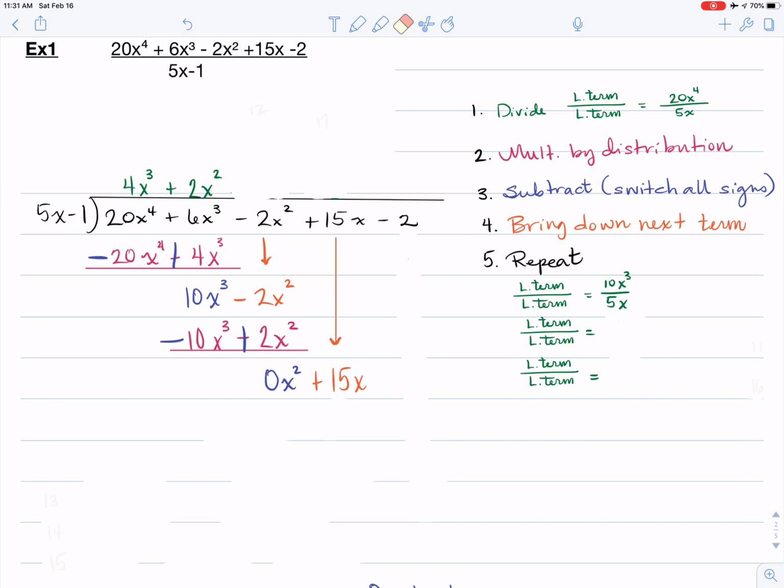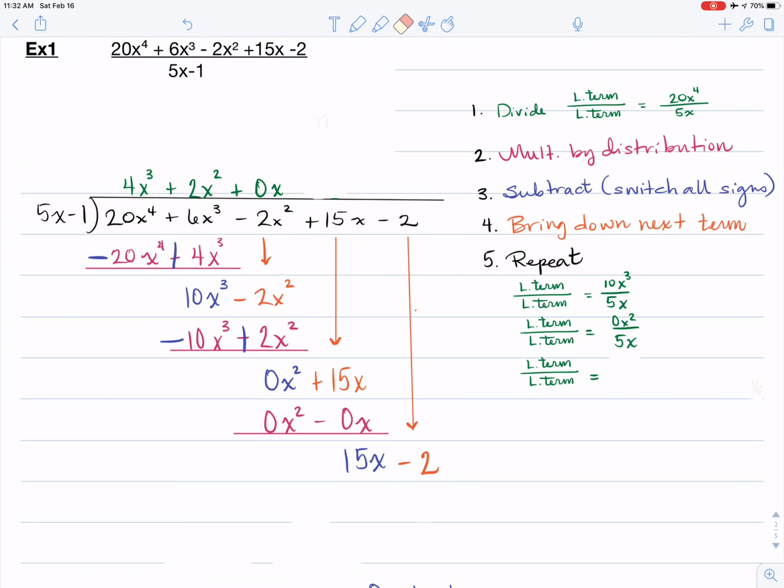Then we repeat, so start all over again. Leading term divided by leading term: 0x squared divided by 5x is going to be 0x. Then you want to multiply by distribution. That's 0x squared minus 0x. Then you want to subtract. When you subtract, you get that 15x. The next thing you want to do is bring down the next term.